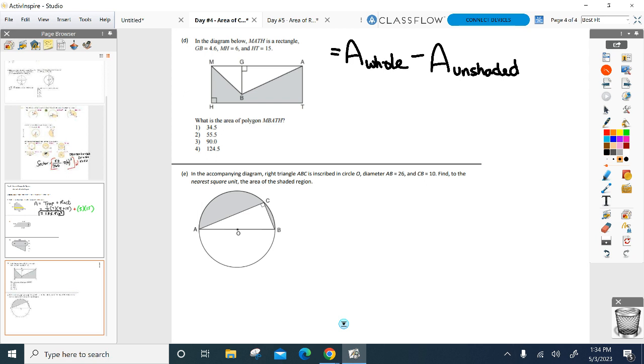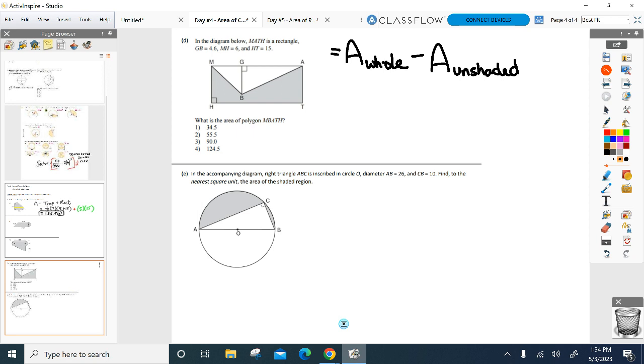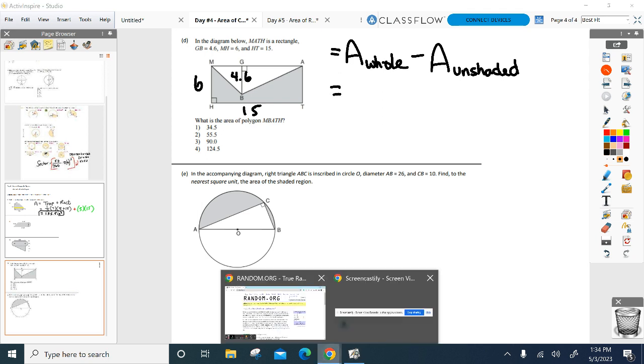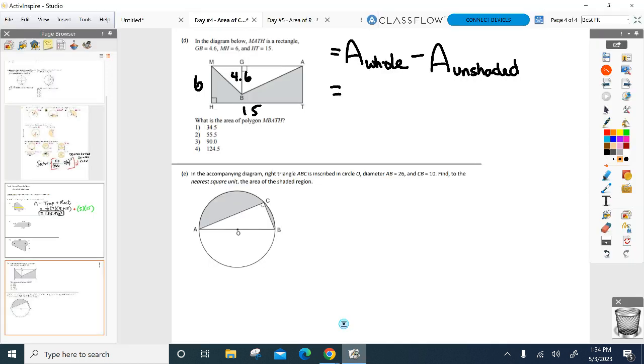All right, what's the whole thing here? What's the whole figure? Rectangle, thank you. So that's going to be length times width. I forgot to label my parts here, 6 and 15. All right, length times width of the rectangle. What values do you have for me? 6 times 15. 6 times 15. I don't care, thank you. Stop trying to show off.